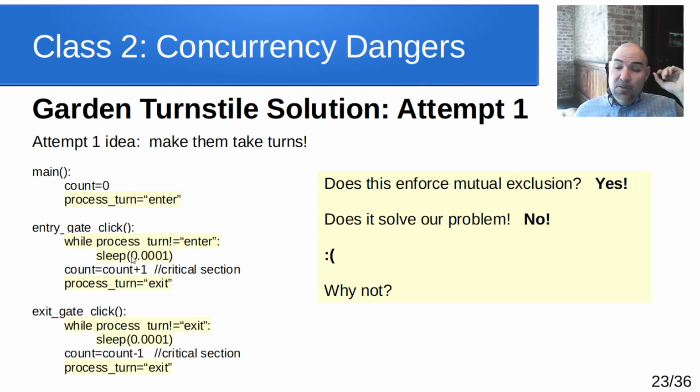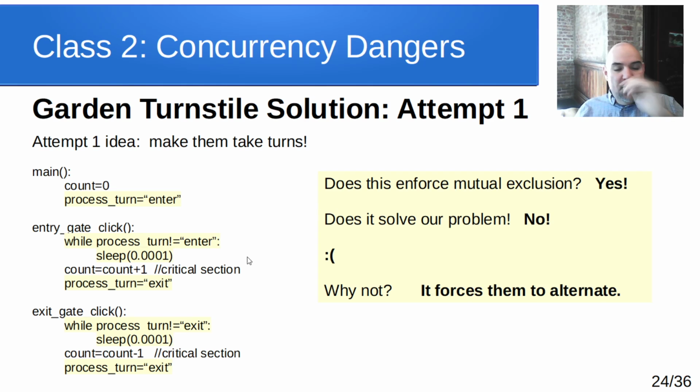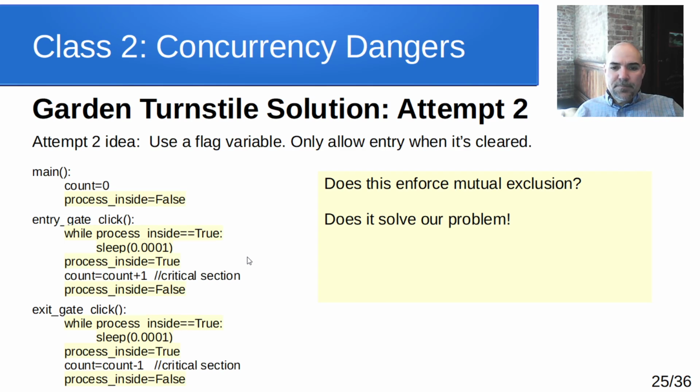So in other words, this one forces alternating behavior. You have to enter, and then exit, and then enter, and then exit, and enter, and exit. You can't have enter, enter, enter, exit, exit, exit. It has to be enter, exit, enter, exit. So the problem here is it forces them to alternate which one gets access to the critical section. And that doesn't suit our problem very well. All right, so let's move on to attempt 2.